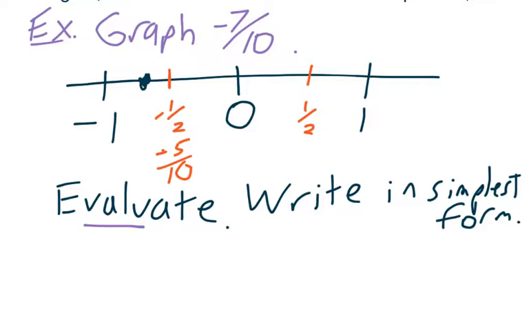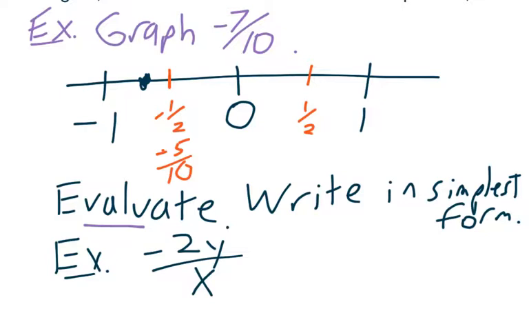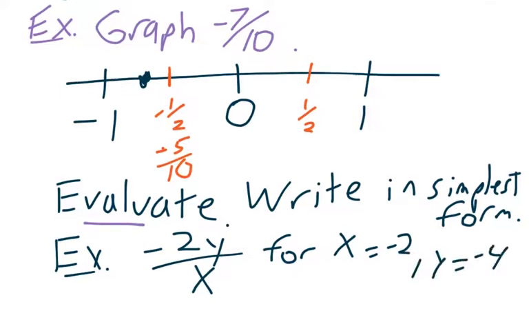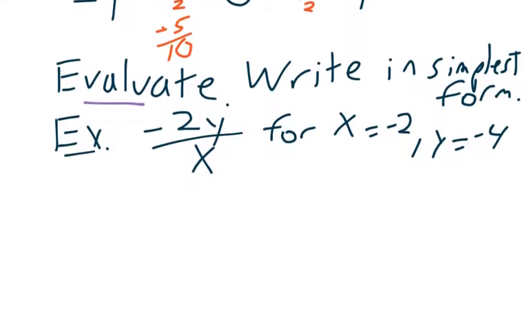So if we had a question like that, we would plug in like negative 2y over x for x equals negative 2, y equals negative 4. We want to be able to plug in those values for x, and we're going to use parentheses when we plug those in. So for instance, negative 2, my y is negative 4. I'm plugging that back in for y. So parentheses negative 4 over x is negative 2.